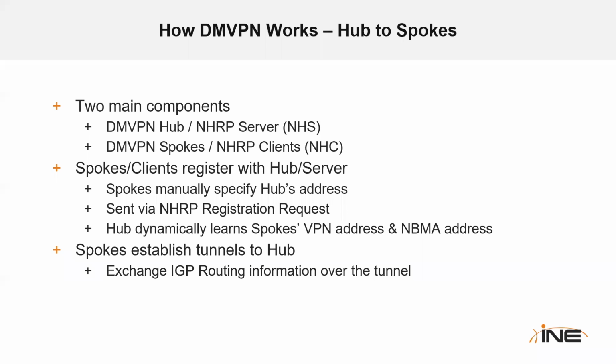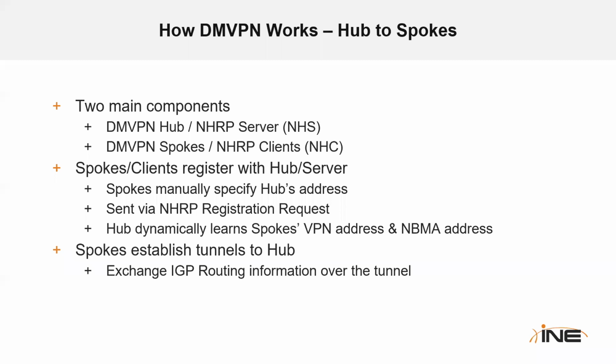So the idea is that the spokes or the clients are going to register with the hub, and the spokes are going to do this by manually specifying the hub's address. So we'll see this when we look at the configuration. We're always going to have a static mapping from the spokes to the hub, but the hub is going to be dynamically learning the spokes through this NHRP registration request.